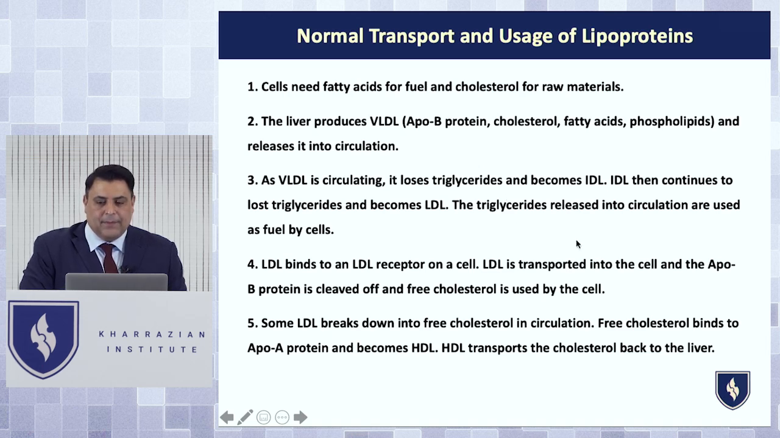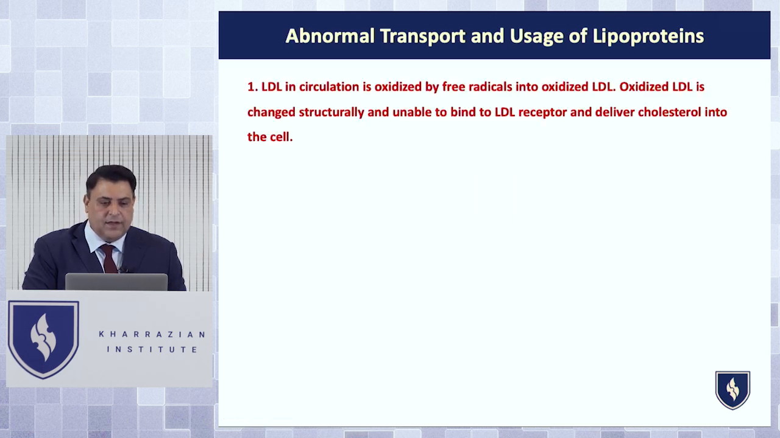Now, let's talk about what happens when things go the wrong way: abnormal transport and usage of lipoproteins. LDL in circulation is oxidized by free radicals into oxidized LDL. This is where things go wrong. Instead of getting into the cell and releasing cholesterol, LDL is oxidized before it gets there. Oxidized LDL is structurally changed and unable to bind to LDL receptors and deliver cholesterol into the cell. So now it can't do anything. Its structure has changed from free radicals attacking and destroying it.